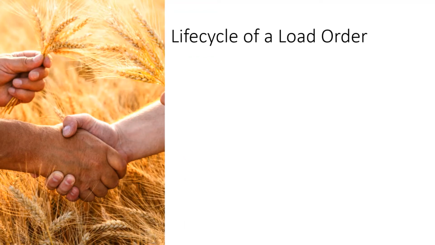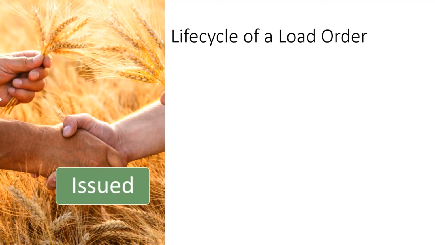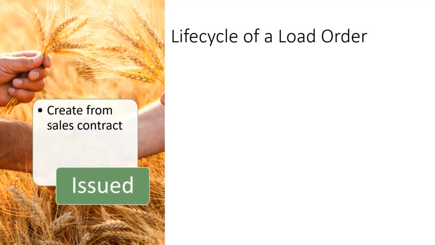Let's look at the life cycle of a load order. So the first thing is the load order is issued, and we create load orders from sales contracts. So the scenario would be a customer calls in and says, hey, I have contract number 123. I'd like to come and get 3 loads next week. So we can go ahead and pull up the contract, issue the 3 loads for the dates that they want to pick them up, or if we want to deliver them, and issue the load order.